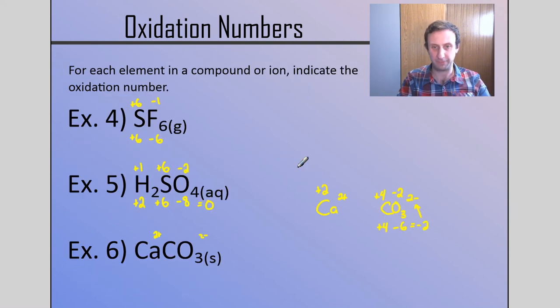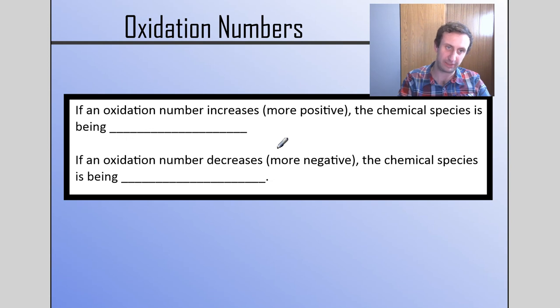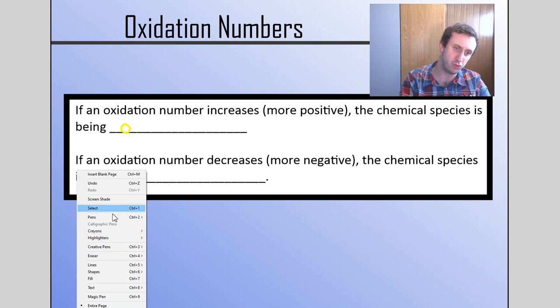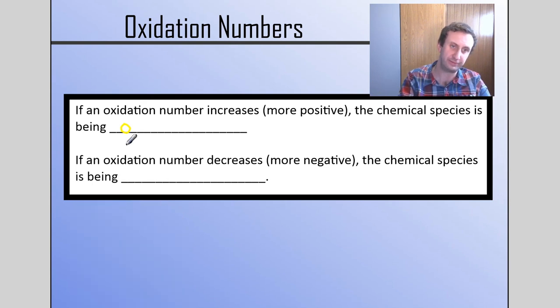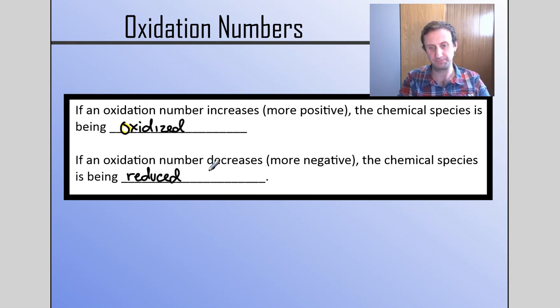Okay, so filling in this last little blank thing here, if an oxidation number increases, so it becomes more positive, the chemical species is being, well, oxidized, right? It's becoming more positive. So this is being oxidized. It's going through oxidation. If an oxidation number decreases, more negative, the chemical species is becoming reduced. Reduction. Okay.